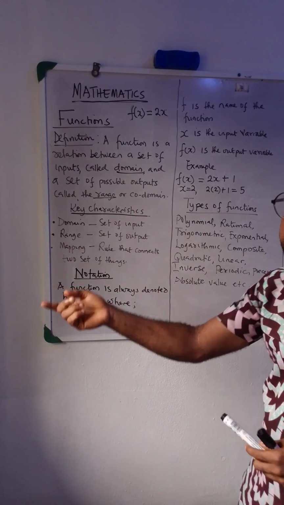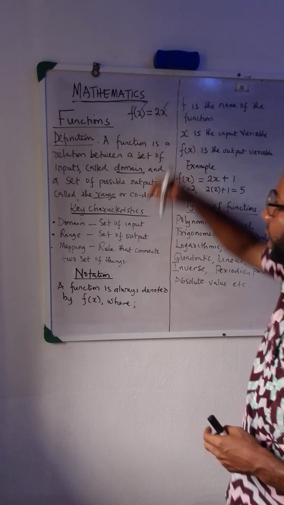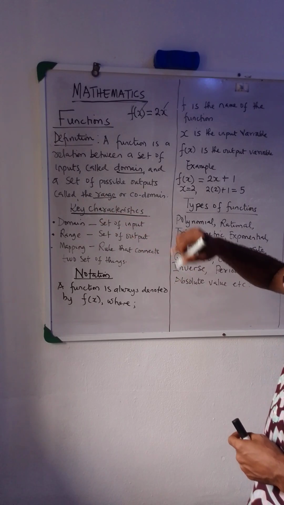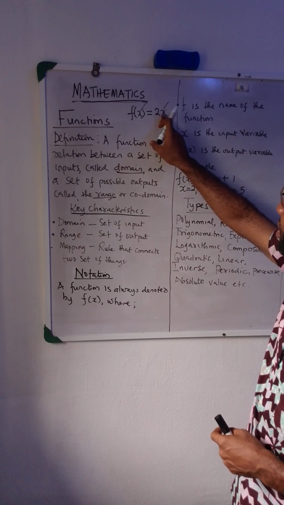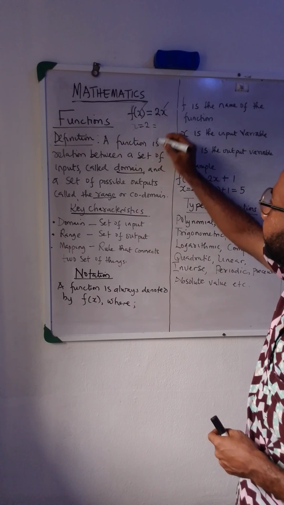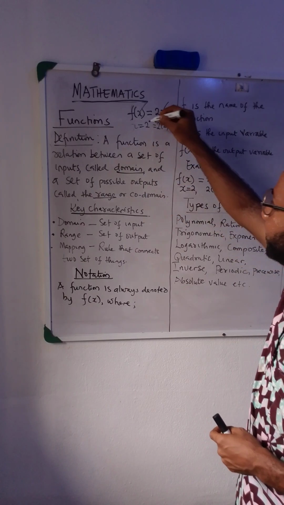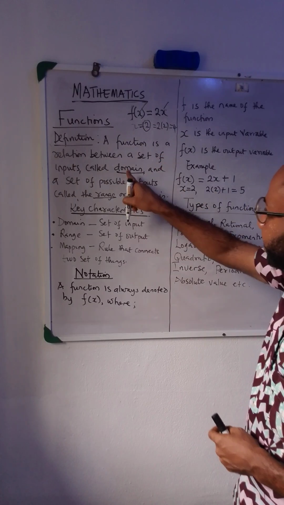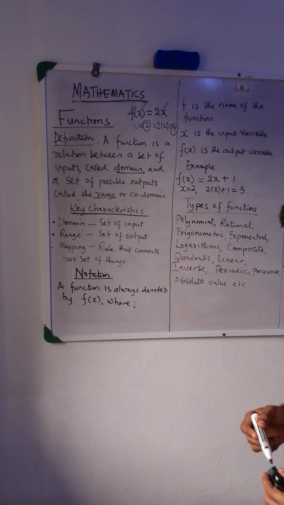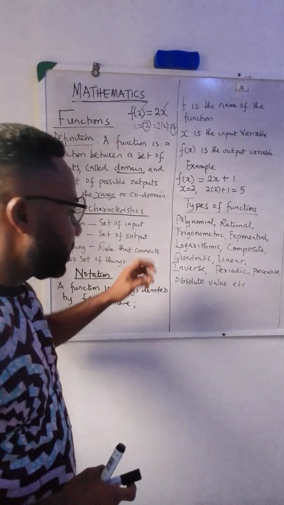The domain is the input value of the function, and the range or codomain is the output value of the function. That is, if you bring in the value of x here, assuming x equals 2, we are going to have 2 times 2, and this will give us 4. So the input now is 2, which is the domain, and the output now is 4, which is the range or codomain.